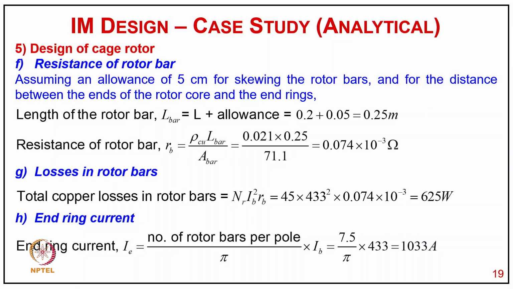Now the losses in the rotor bar will be the total copper loss in the rotor bar, NR into IB square RB. Putting the value, it comes to 625 watt. And now calculating the end ring current, I equals the number of rotor bars per pole divided by pi, into IB, that's for calculating the average. So it comes typically to 1033 ampere.